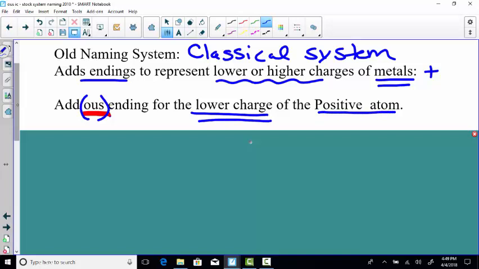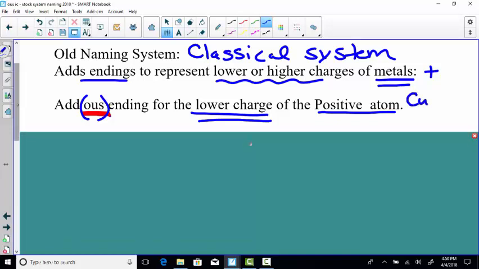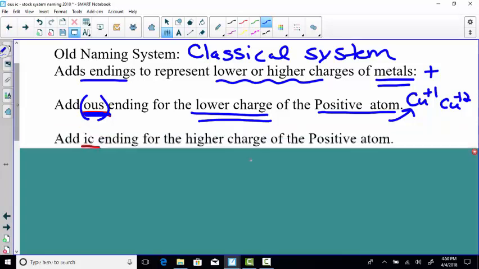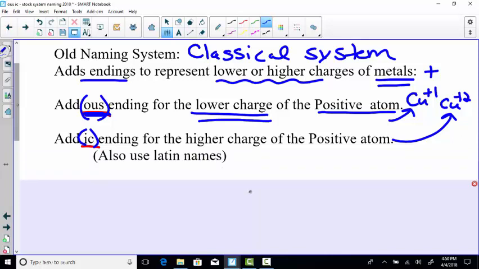What I need you to do is go look at your periodic table and look at copper. Copper can be a +1 or copper can be a +2. So we're going to add an ous to represent the +1 charge. And then we're going to add an ic ending for the higher charge, so the ic ending for a higher charge copper atom. And by the way, we're going to use their Latin names as well.